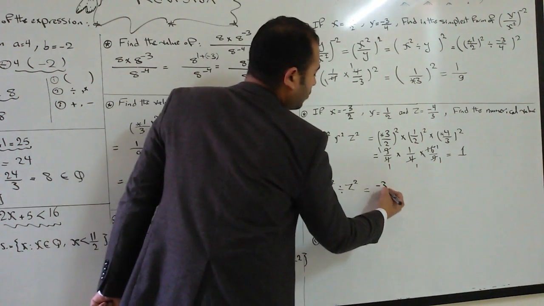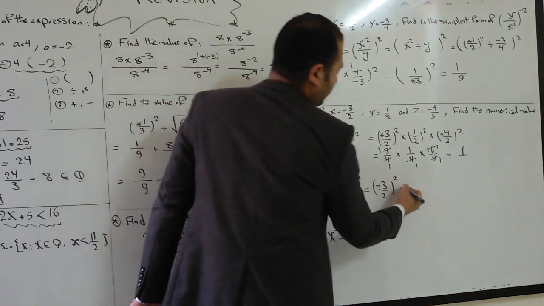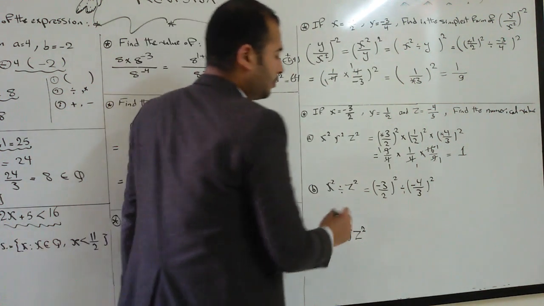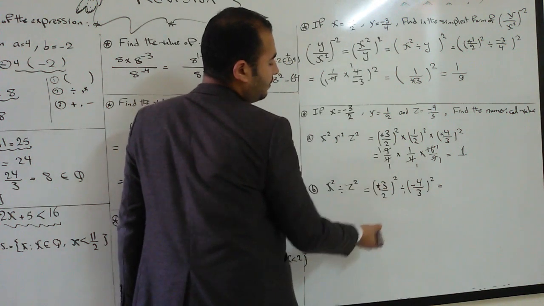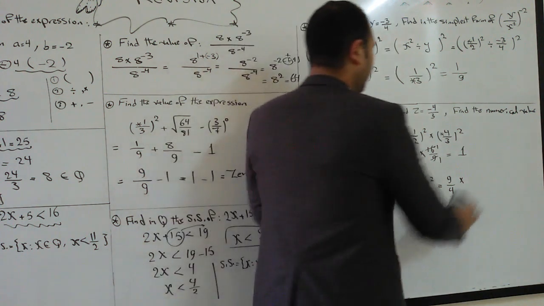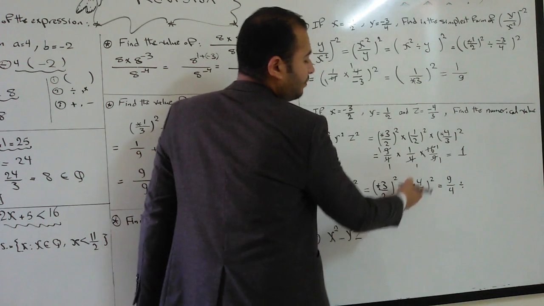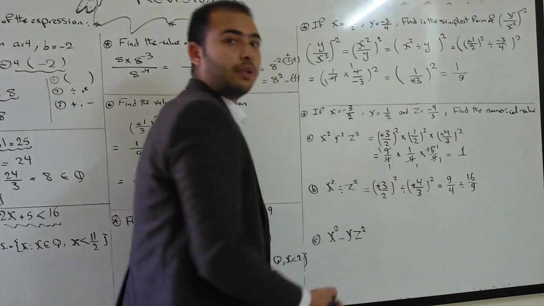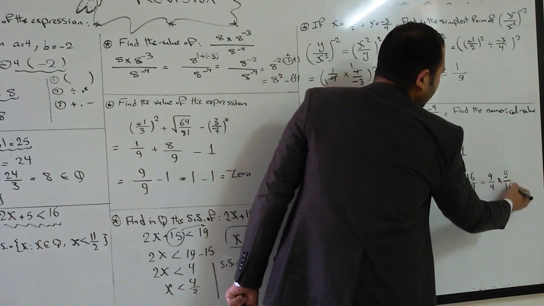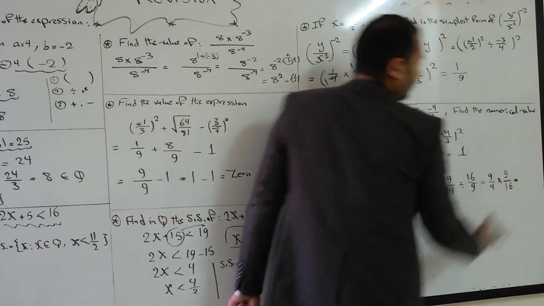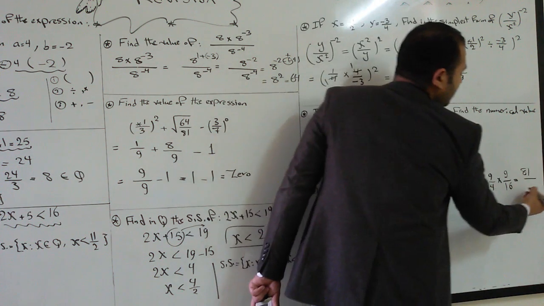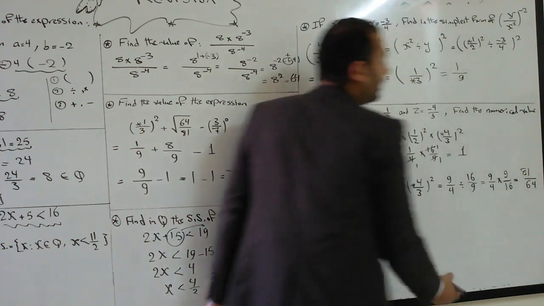Letter B, x power 2 divided by z power 2 equals. X power 2 means negative 3 over 2 all to the power 2. Divided by z power 2, which means negative 4 over 3 all to the power 2. I want to find the value. First, cancel negative, power is even, will be 9 over 4. Divided becomes times. Cancel negative, 4 power 2 equals 16, and 3 power 2 equals 9. Then 9 over 4 times, divided becomes times, and then reciprocal will be 9 over 16. Is there any number to simplify? No. Then 9 times 9 equals 81, and 4 times 16 equals 64, then 81 over 64.